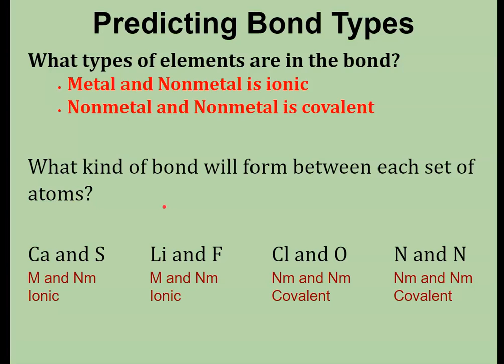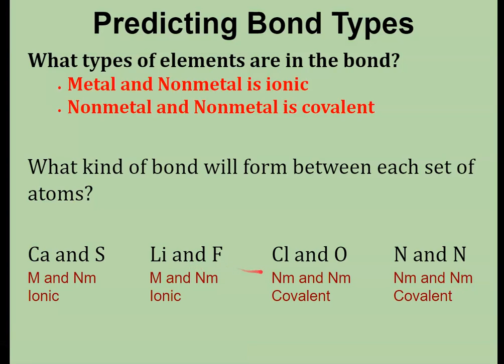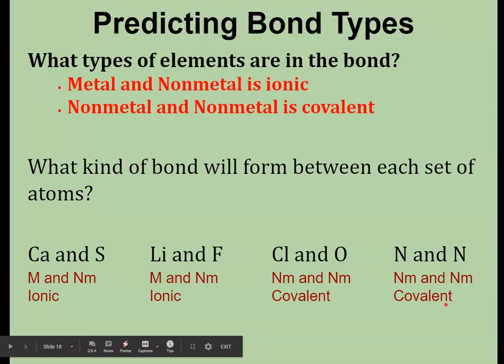Okay, so what you should have determined is that because calcium is a metal and sulfur is a nonmetal, they're going to form an ionic bond. Likewise with lithium and fluorine, because you have a metal and a nonmetal. But for the next two, we have two nonmetals. Chlorine and oxygen are nonmetals, so they're going to form a covalent bond. And two nitrogen atoms are going to come together and form a covalent bond because they're both nonmetals.